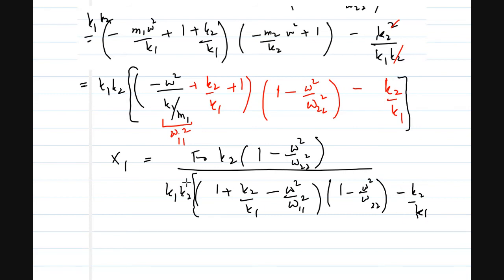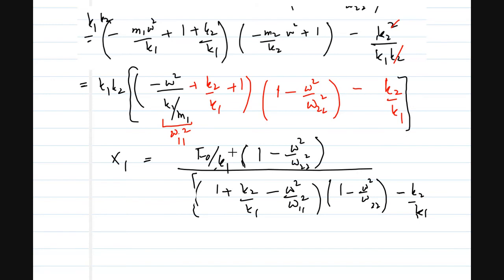Okay, this k2 is cancelled with this k2 if I take k1 in the numerator. So what you get here is nothing but, I'm just writing in this step, will become f naught over k1. Clear? So this is the expression for x1.